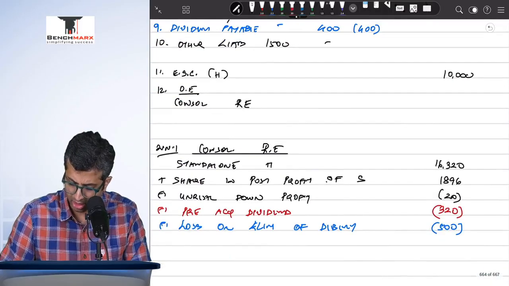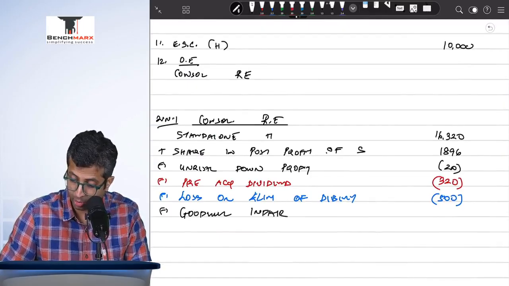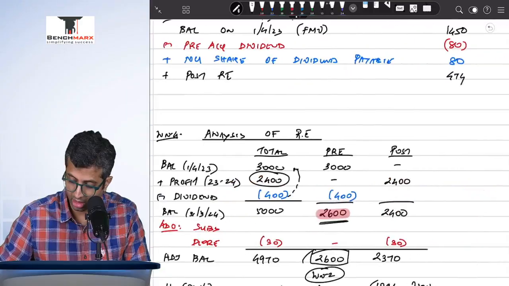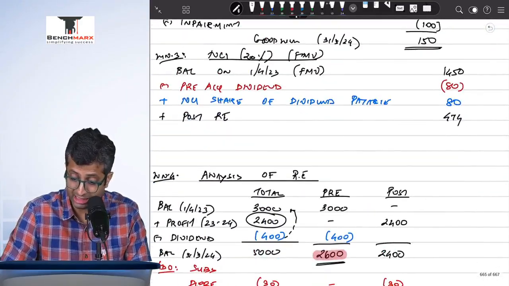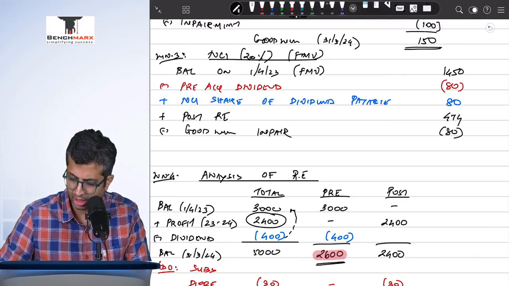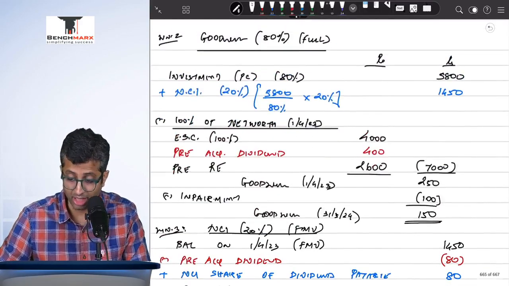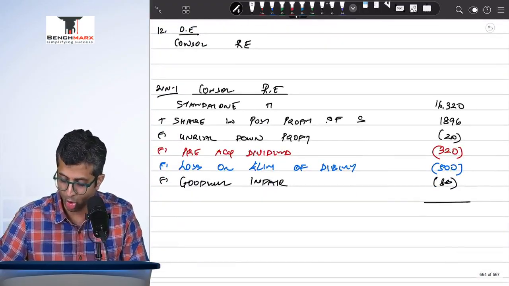Further, in your consolidated P&L, there will be less goodwill impairment. How much is the goodwill impairment? I think 80 rupees. And similarly, there will also be a goodwill impairment recorded in NCI because it is using the full goodwill method. NCI will also bear a share. This is goodwill impairment. This is how much? 80 rupees. And as a result, now you have taken care of all the adjustments and you will try to balance out all of your balances.